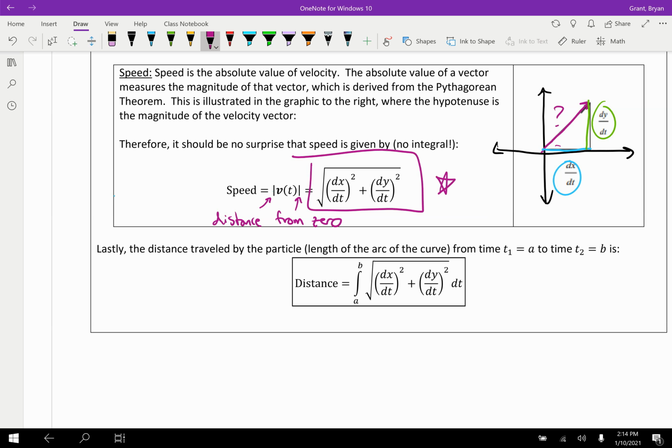Cool. Last but not least, the only other new part of today is you need to know how to find the distance traveled by the particle. However, we can already do that. That's the same thing as parametrics, right? They're very, very similar, and we learned in parametrics we get this piece here.